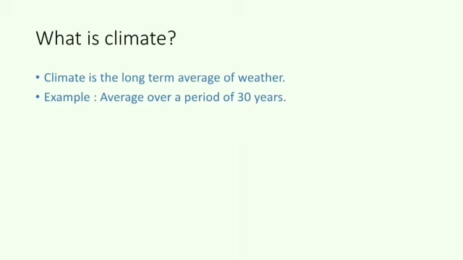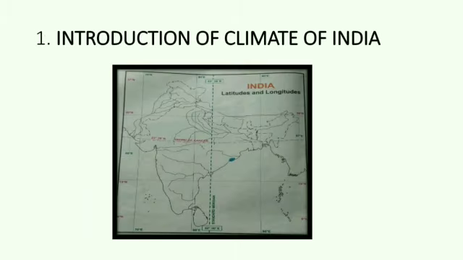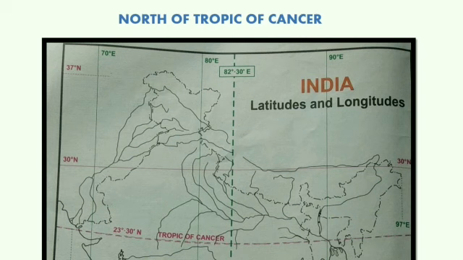Now, let's begin the chapter. India has various climatic conditions. There are variations in its temperature and precipitation from one place to another. Why are there variations in temperature and precipitation? Because India has a vast latitudinal extent. The Tropic of Cancer is the latitude line which divides India into two halves. The places to the north of the Tropic of Cancer experience a continental type of climate, or extreme type of climate.